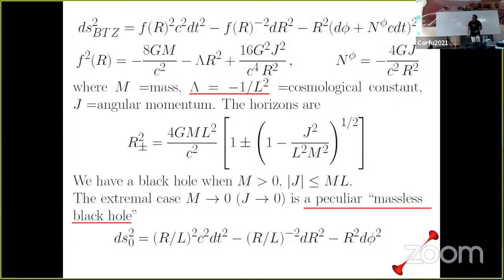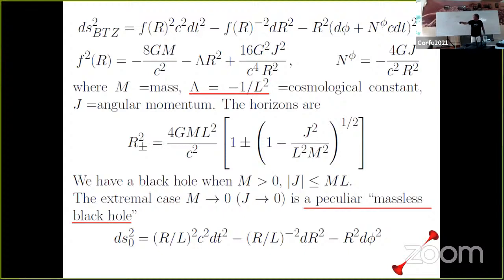This cosmological constant needs to be negative, because somehow this has to go to AdS3 in the asymptotics. The horizons, only one of which is the event horizon, R plus, are given by this formula, and it's easy to find them given the function over here. We have a black hole when M is greater than 0 and J is within this range. But there is also an extremal case, which is very interesting and peculiar to the BTZ. Apart from the fact that, for instance, you can go to M equal 0 and keep J.